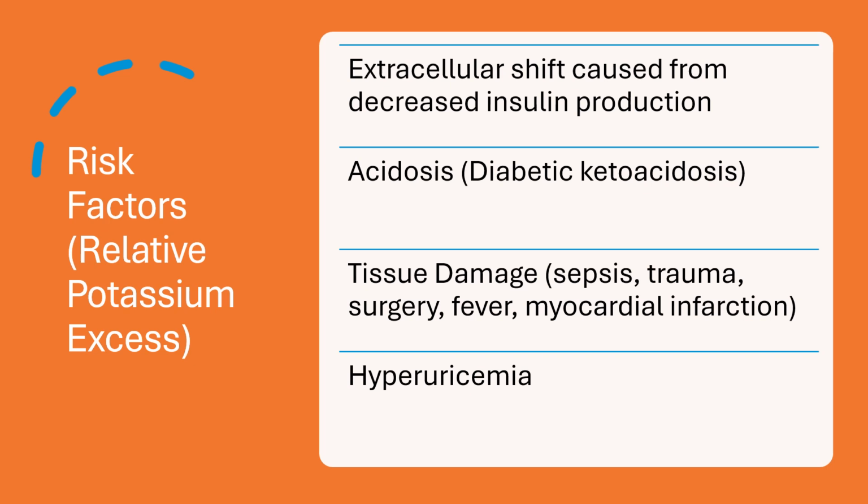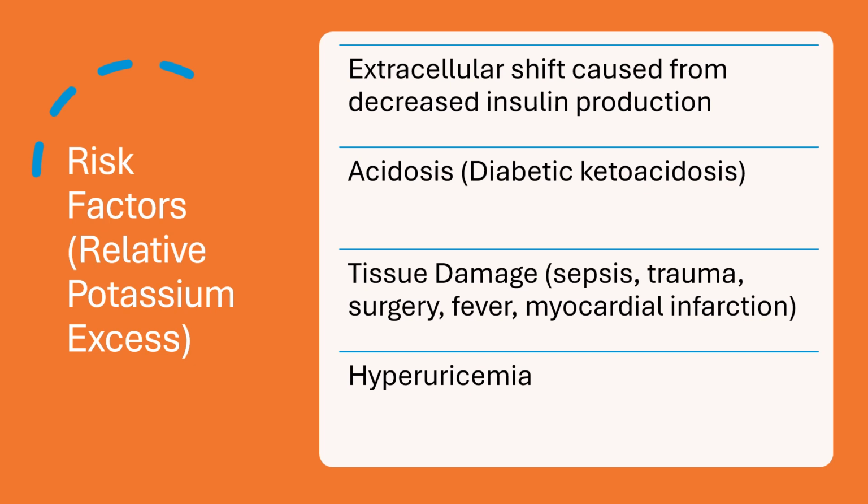That's why people who go into really bad stages of hyperglycemia, like people in diabetic ketoacidosis, you also have to be looking at their potassium levels. You have to be looking at everything that's going on with them electrolyte wise.